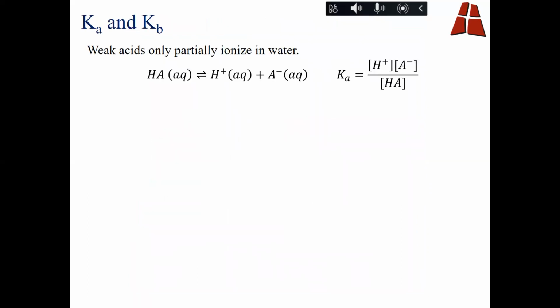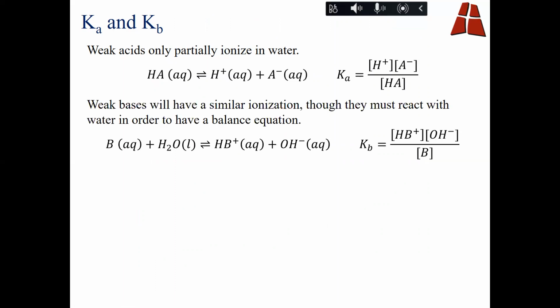And so I want to take some time to finish up this video talking a little bit more about Ka and Kb. We've already said that our weak acids will only partially ionize in water. The same will be true for bases. Typically with bases, when we're writing our ionization, we need to include water. Again, as long as we're using our Bronsted-Lowry definition of acids and bases, we're going to need to transfer a proton from somewhere, and oftentimes that will be from water.